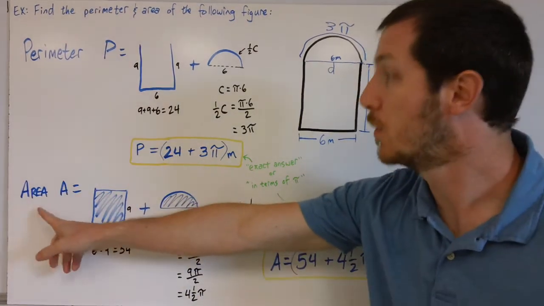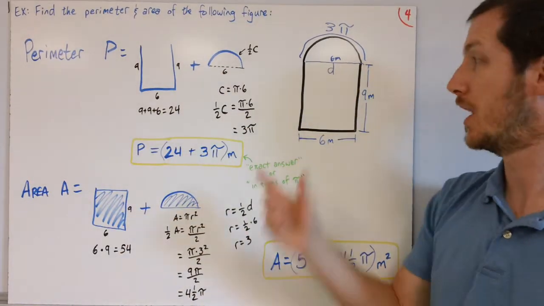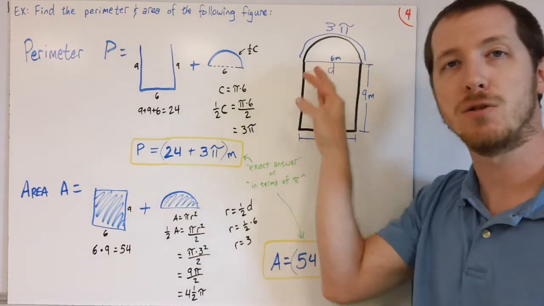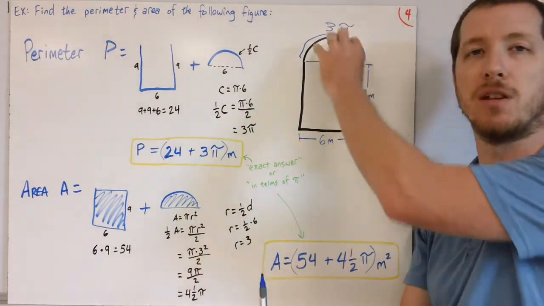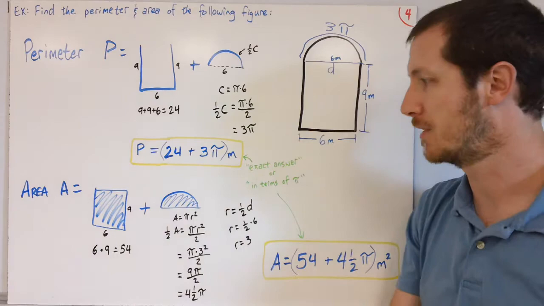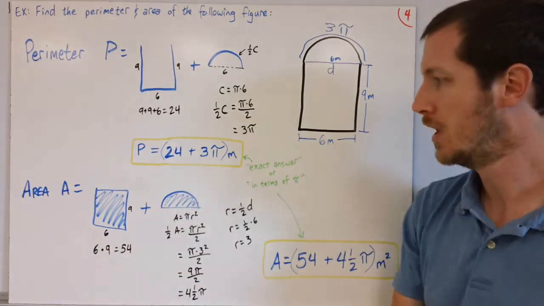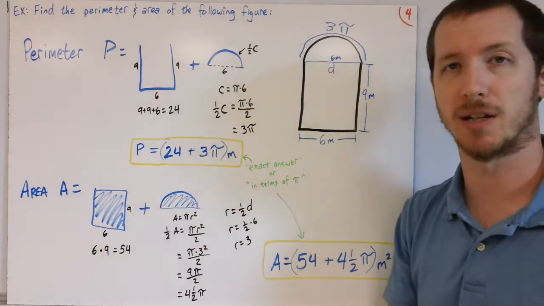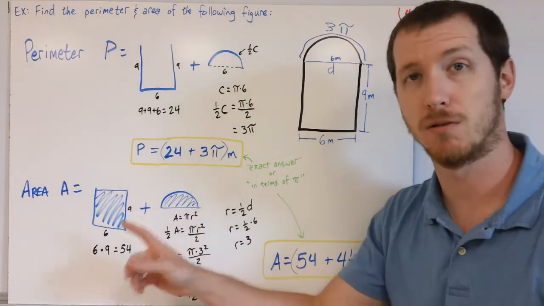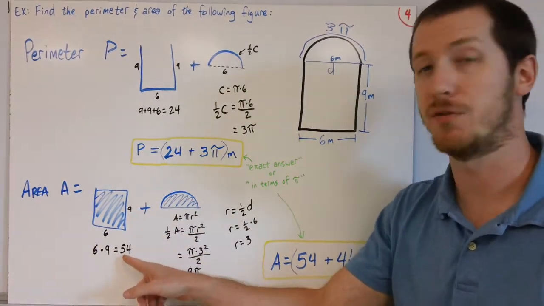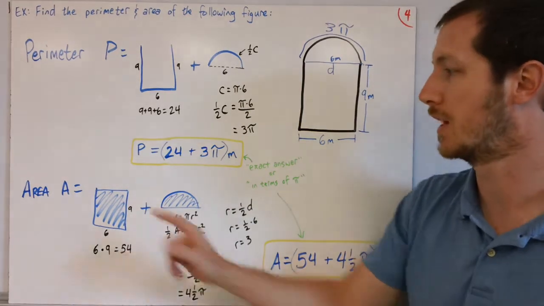Okay, we still have to find the area of this figure. So again, think about this figure in 2 pieces. This is a composite figure. It's made up of 2 types of figures. So we've got our rectangle and our half circle. Our rectangle we know is a 6 by 9 rectangle. To find the area of a rectangle, base times height, we get 54 square meters for the rectangle.